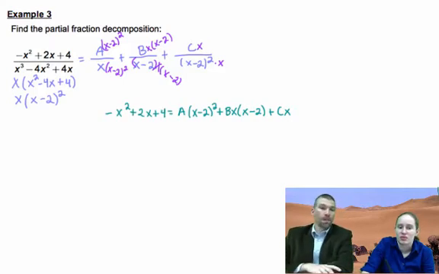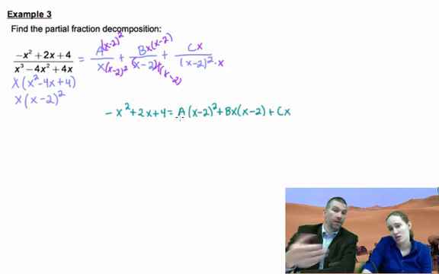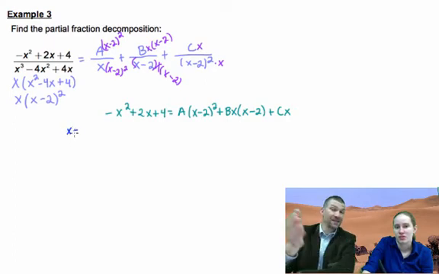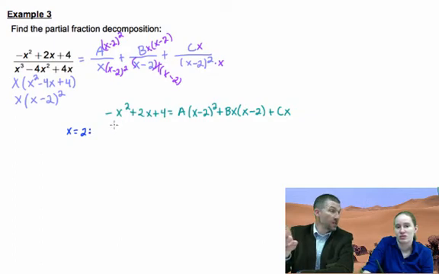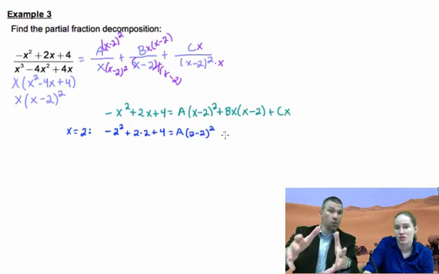What are some numbers that are helpful for us to plug in here? One of the numbers that would be ideal here is 2, because 2 minus 2 is 0. And not only that, it takes out the A and B terms, so it leaves us with C. That's the ideal situation. So put a 2 everywhere where x is. And remember, when you put a 2 in for x, you're eliminating some of our variables, because we're saying x is 2.